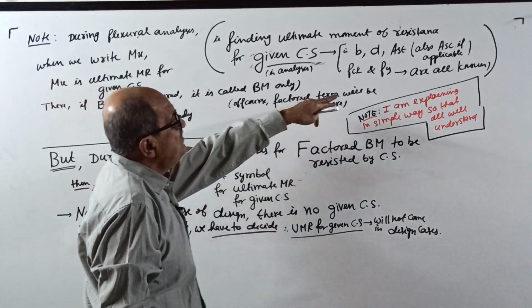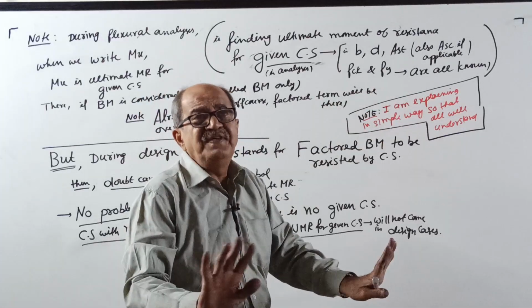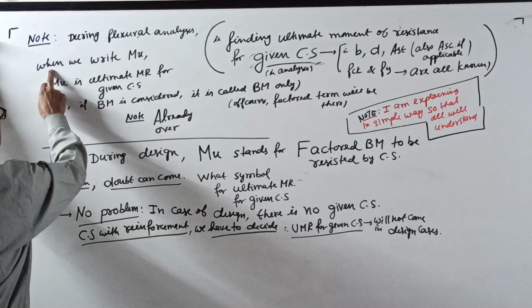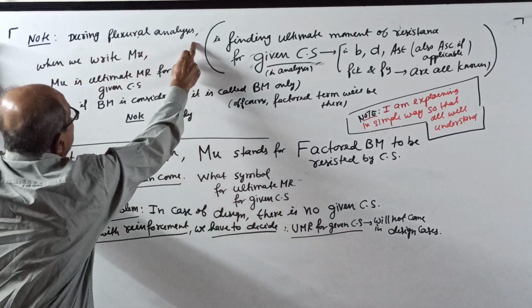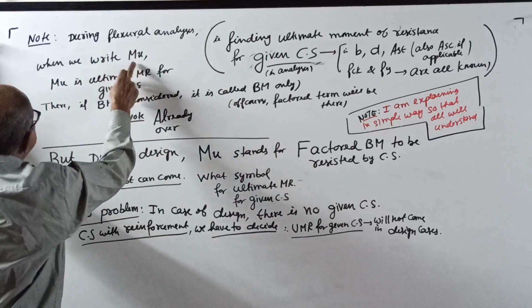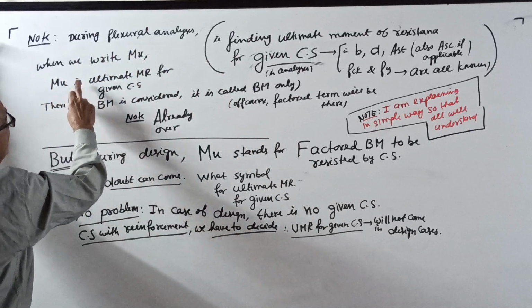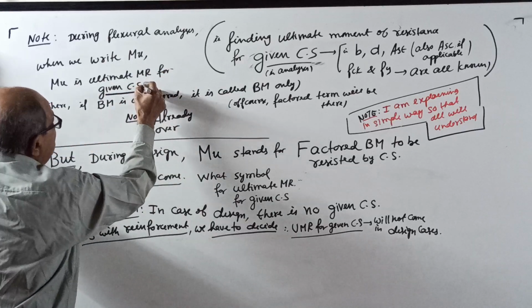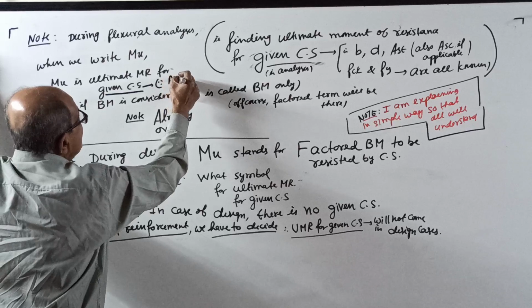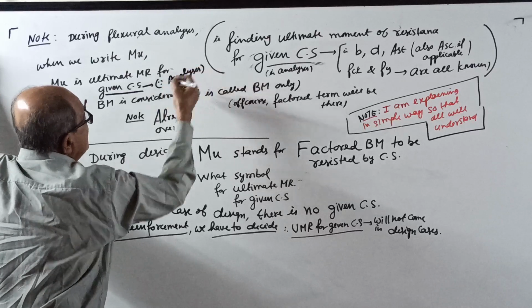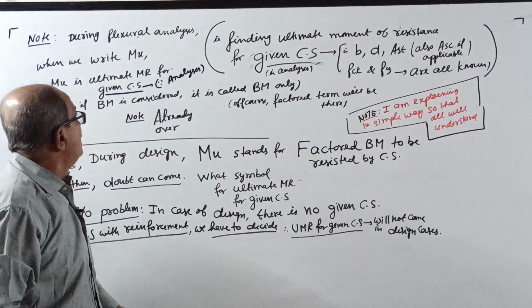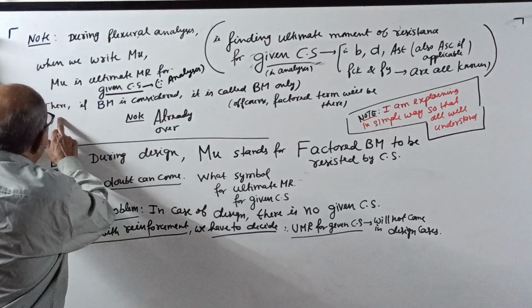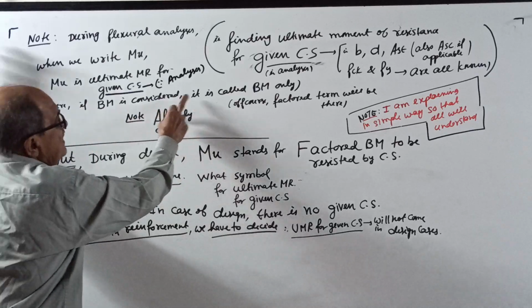Therefore, see, this is a given cross section. It is not a design case. So I wrote here, when we write MU during analysis, in simple language, MU stands for ultimate MR for the given cross section. See, because it is analysis. Analysis means the cross section is given and you are finding the strength. We use the term MU as used by the IS code also. There, if BM is considered, it is called BM.